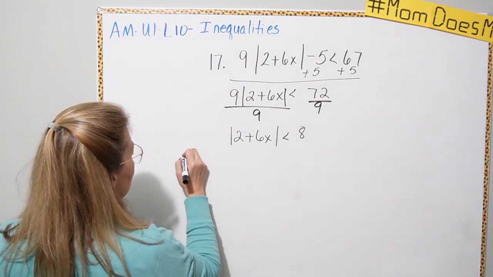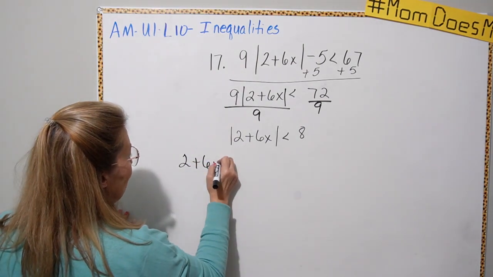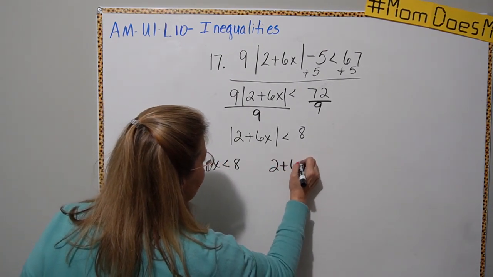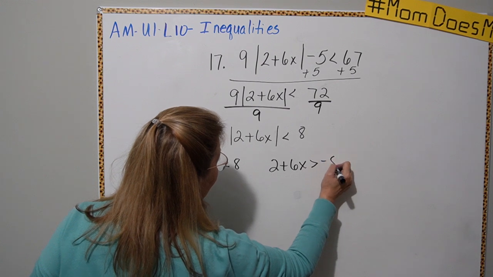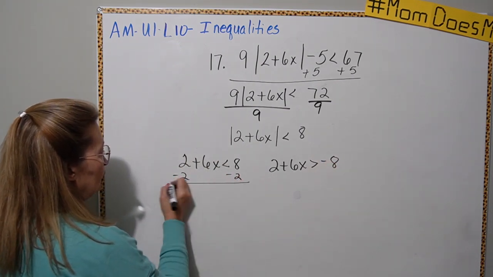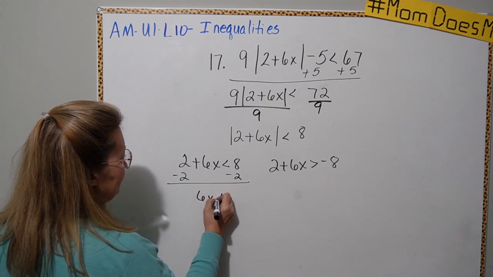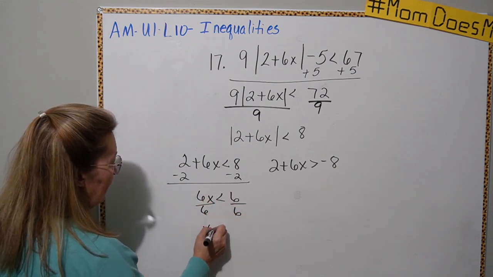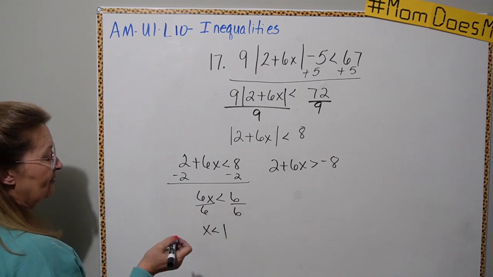Now I can break it up into my 2 cases. I can have 2 plus 6x is less than 8, or 2 plus 6x is greater than negative 8. And let's just solve. I'm going to subtract 2 from each side. 6x is less than 6. Divide by 6. Now there's no flipping this time because 6 is positive.